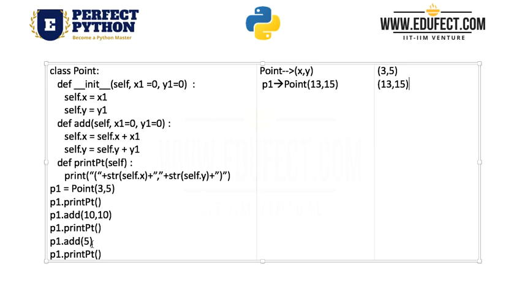Then we are saying p1.add(5). So this method is being called, and we can call it with one parameter because default values have been specified. So what is getting the value 5? x1. So what will happen in this case? self.x will become self.x plus x1 which is 18. self.y will be self.y plus y1. y1 is 0, so it will remain the same. And now when we print it, what will get printed on the screen is 18, 15. So here we declared two methods and we were able to successfully use them.